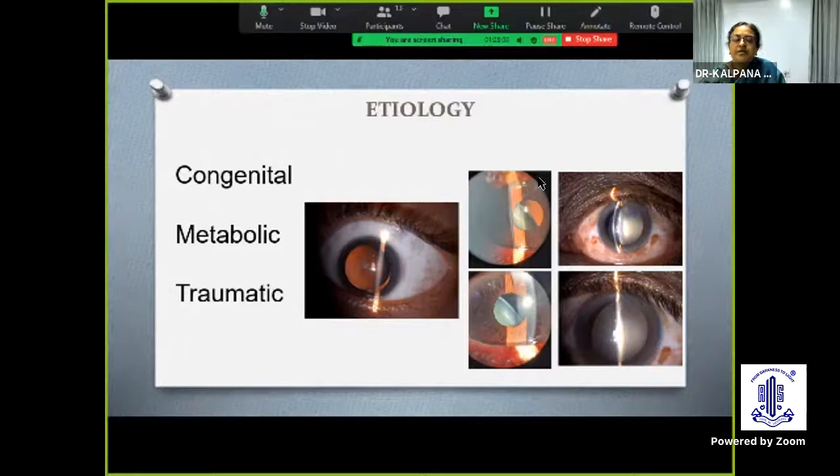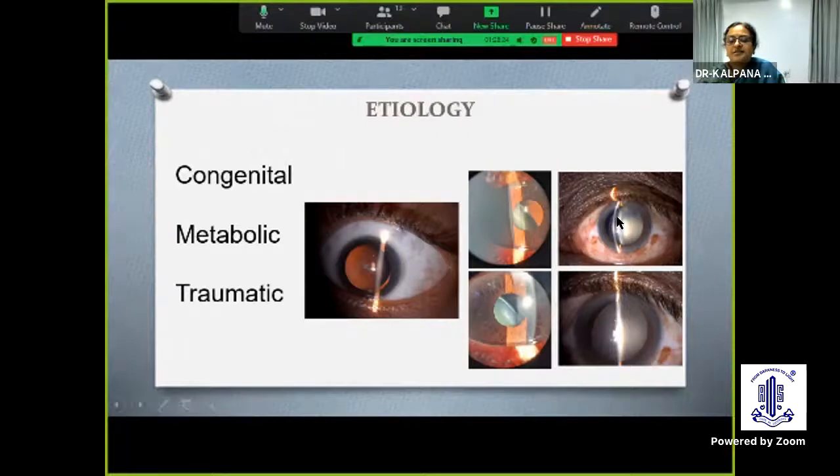The most common cause of ectopia lentis, which we normally see, is the metabolic causes or the Marfan syndrome, rather. Dr. Akila has already talked more about the Marfan syndrome. And almost 60 to 70% of the patients presenting with ectopia lentis usually have Marfan syndrome.